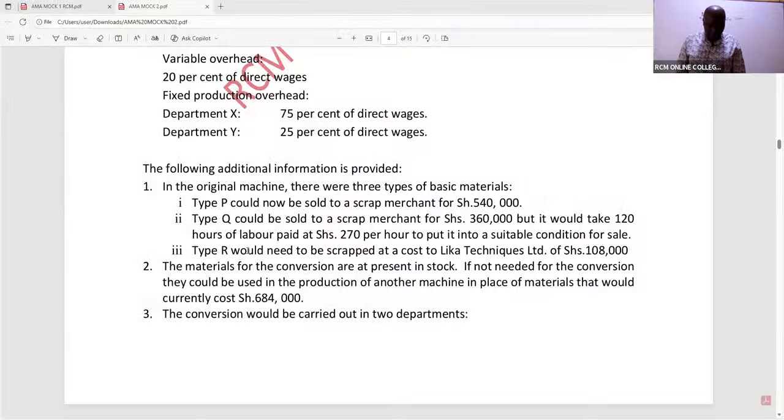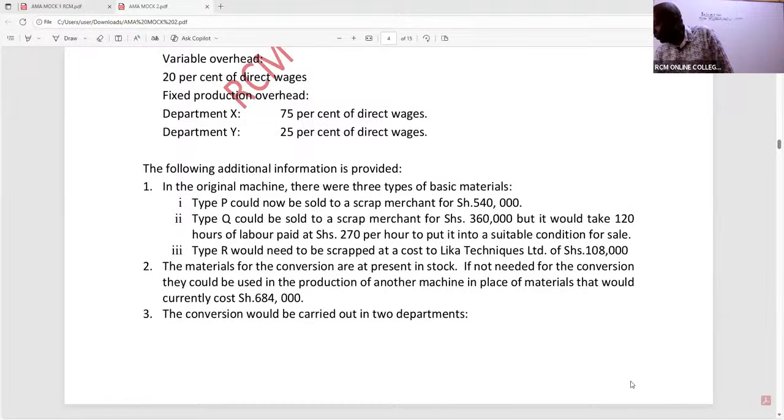Now, ladies and gentlemen, from there, what else do we have here? We are told type Q could be sold to a scrap merchant at 360,000. Again, we have type Q which will be sold outside. But remember, this has some extra work to be done. It will take 120 hours of labor paid at 270. So then I will basically count the net benefit.